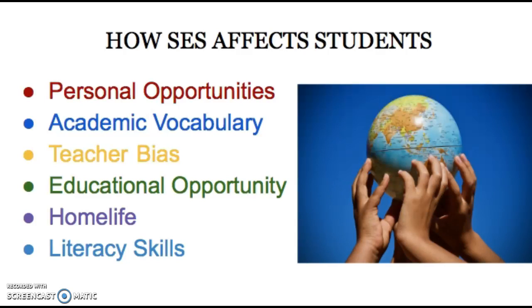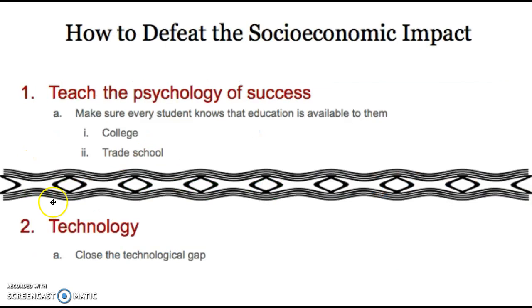So another way that SES affects students is through literacy skills. I mean, knowledge is power, and we get knowledge from reading. And if maybe one of the parents was caught up in that SES trap as a child, then they didn't get the proper education they needed as far as literacy, and it's hard to pass that down from generation to generation. So how do we overcome, or how do we defeat, this impact of SES?